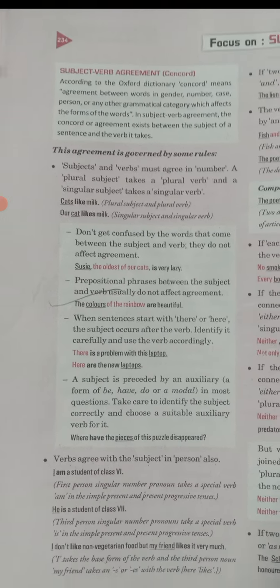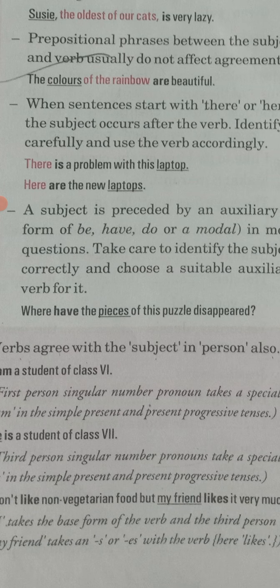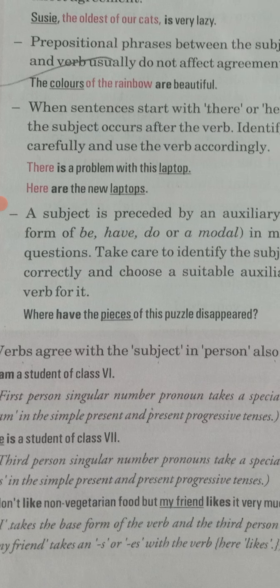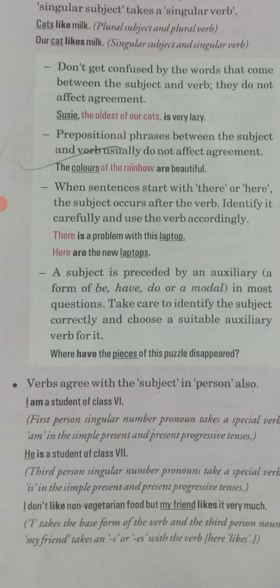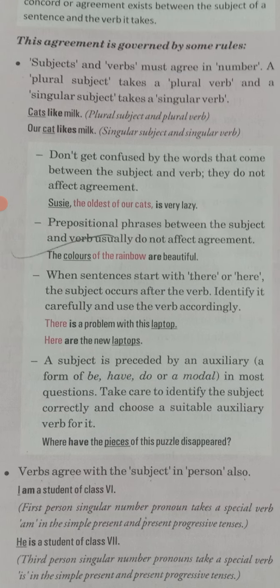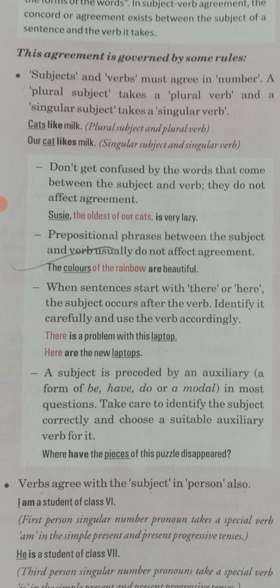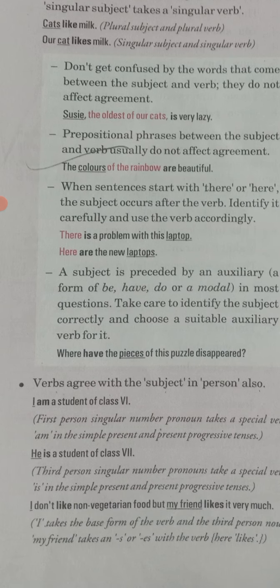Now the next point: verbs agree with the subject in person also. So the verb should also agree with the person. In the first point we read that the verb must agree in number. Now here the verb must agree with the person. So which persons are they talking about? First person, second person and third person. It means whatever person we are using in the sentence, we have to put the verb accordingly.